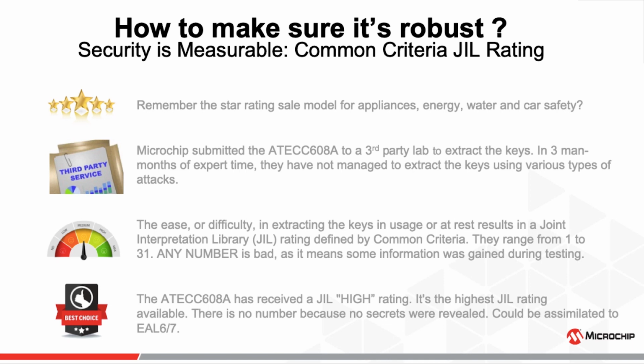They are given 3 months of effort to do that, and if they manage to extract the keys, you get a number between 1 and 31. Having a number is not necessarily good because the key got out based on the tests that they are practicing. If you get a JIL high, which is the highest rating, in that amount of time they did not manage to find a solution to extract the key. Would they have longer? Probably they would have found a solution. Who knows?